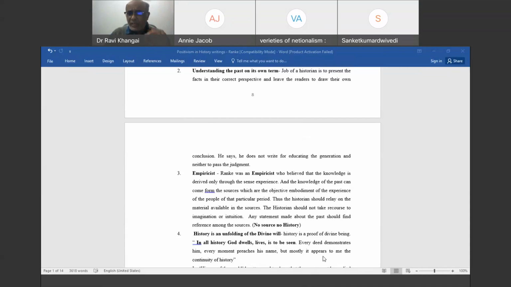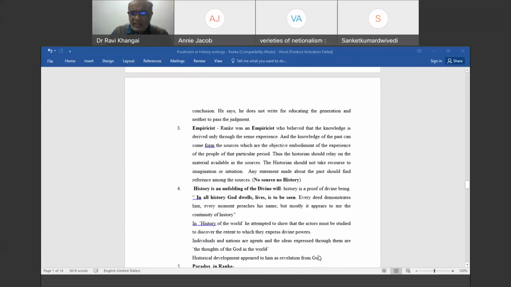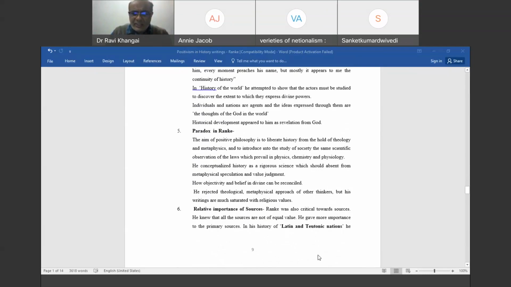Now, there is one very interesting thing about Ranke. As Ranke believed in positivism, and positivism believed in scientific history writing, in the scientific way of thinking it is very difficult to believe in God, because God is something you cannot show to people. But somehow Ranke tried to synthesize this positivist idea with the existence of God. He says that the way history is unfolding scientifically, it is happening because of the will of God. So that is a bit of a paradox that we see in the writing of Ranke.